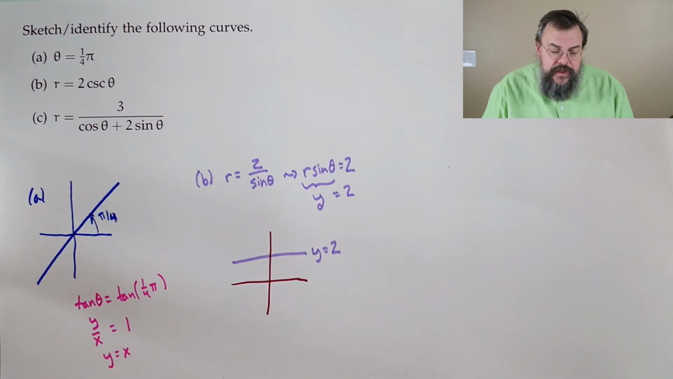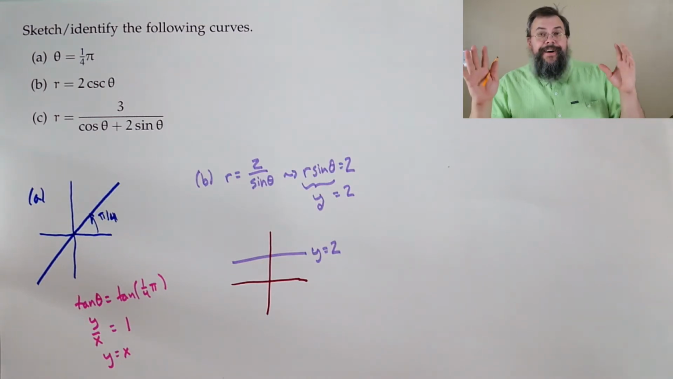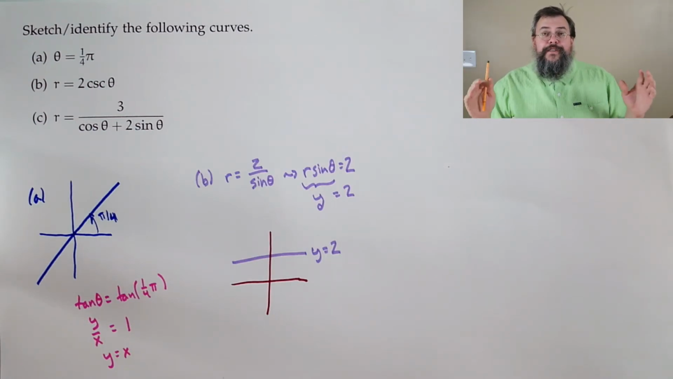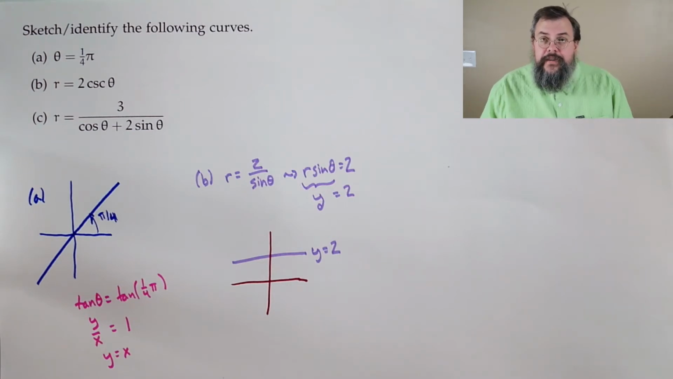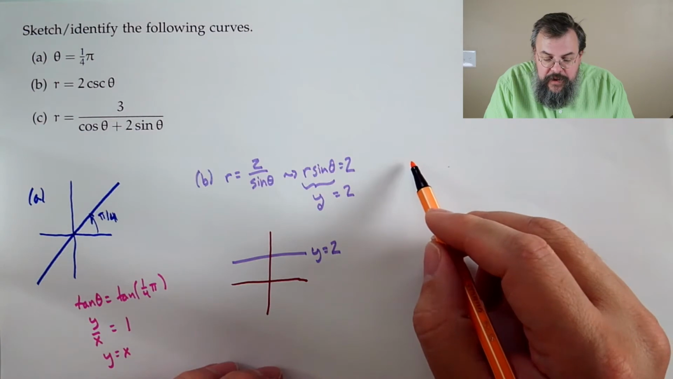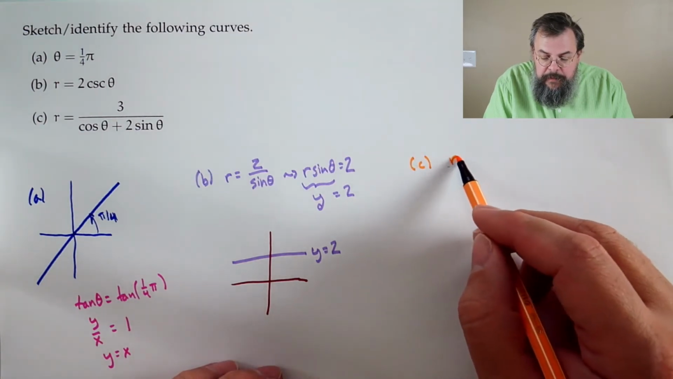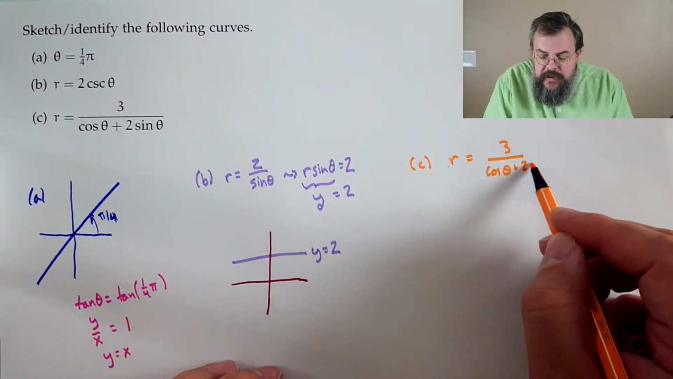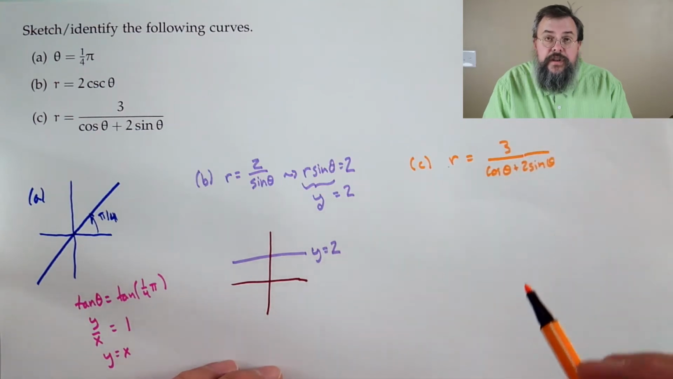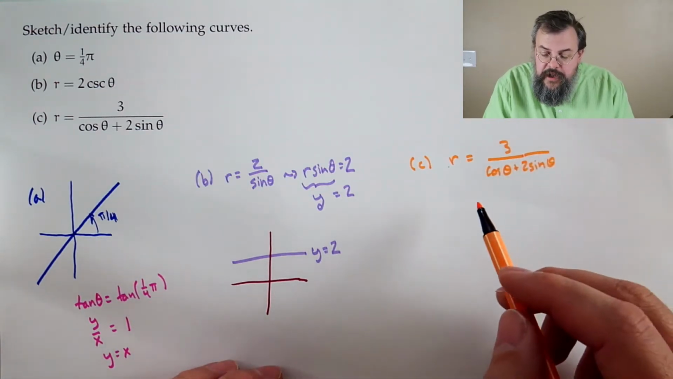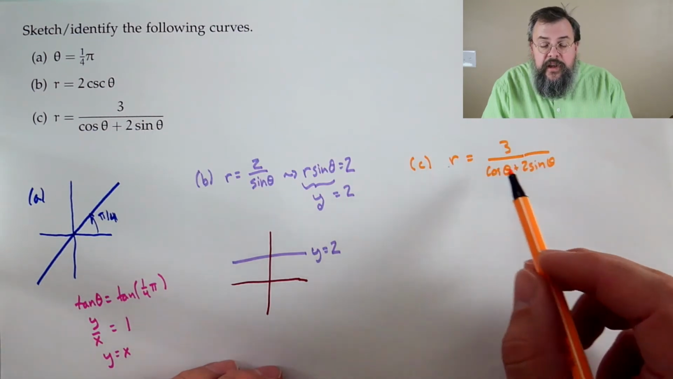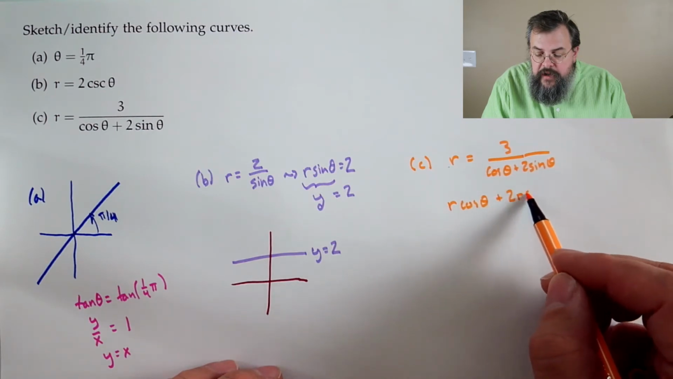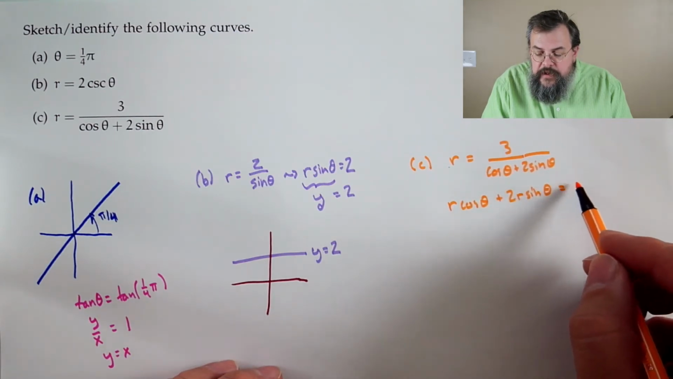Okay, now part C. And our initial reaction is like, whoa, that looks crazy. What could that possibly be? Well, let's think about it. What do we have here? I am a fan of not having fractions, and I see a fraction, so let's get rid of it. Cross multiply. If we multiply the cosine theta plus 2 sine theta across, we get r cosine theta plus 2r sine theta equals 3.